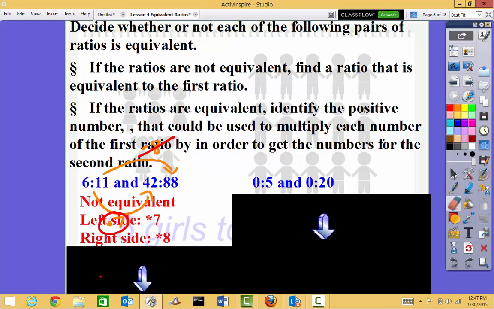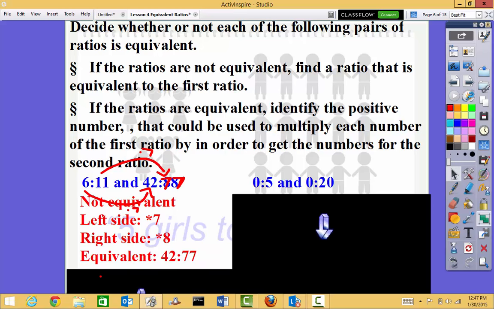So what I need to do is follow my directions now of, if they're not equivalent, I find a ratio that is equivalent to the first. So 6 times 7 gives me 42, so I'm going to do 11 times 7 so that they're equivalent, and I'm left with a 77. So here's one equivalent ratio. This one's a little bit harder.